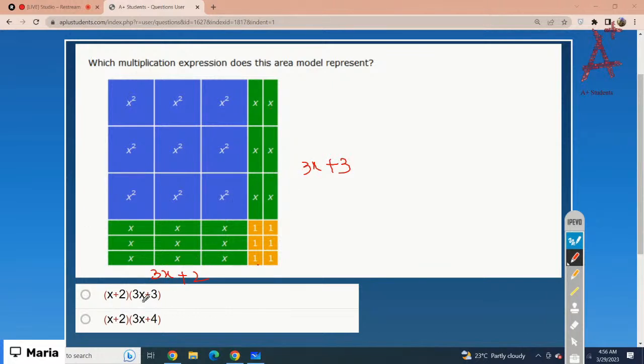But you are not given the correct option here. It would be 3x plus 2, not x plus 2. 3x plus 2 and 3x plus 3, so option number 1 is the correct option. Here you have a mistake. So let's select option number 1 and see what happens.